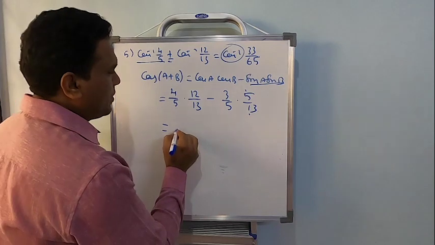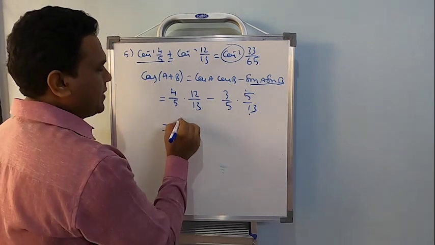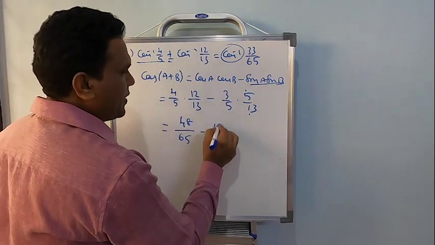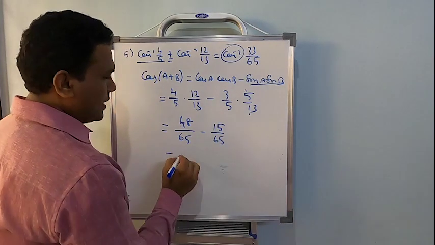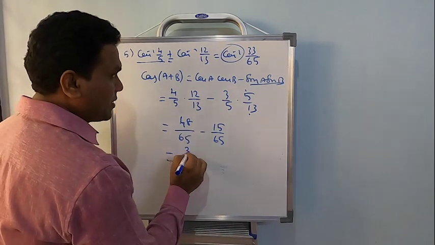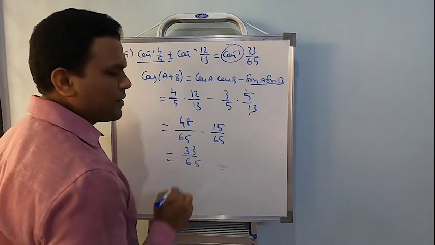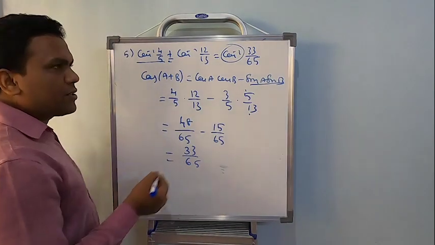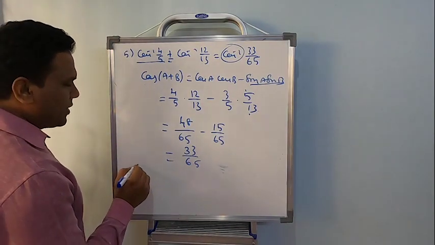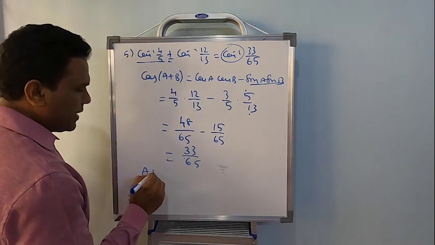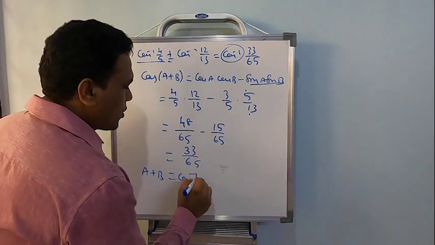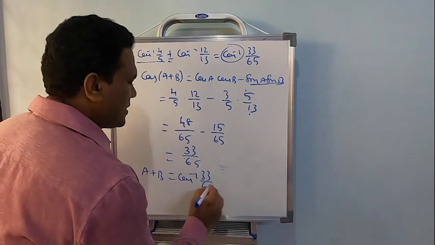Okay, now. So this is going to be 65, so 48 minus 15 by 65. Let us simplify it further. 48 minus 15, that's going to be 33 by 65. So the rest is simplification to arrange it and get the required term. This was cos of A plus B, right? Therefore A plus B equal to cos inverse of 33 by 65.